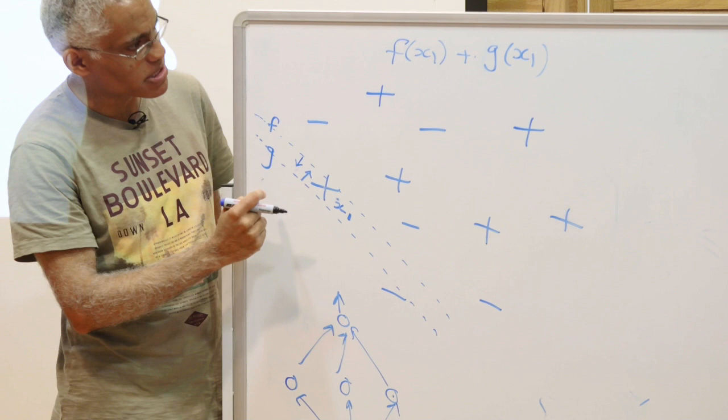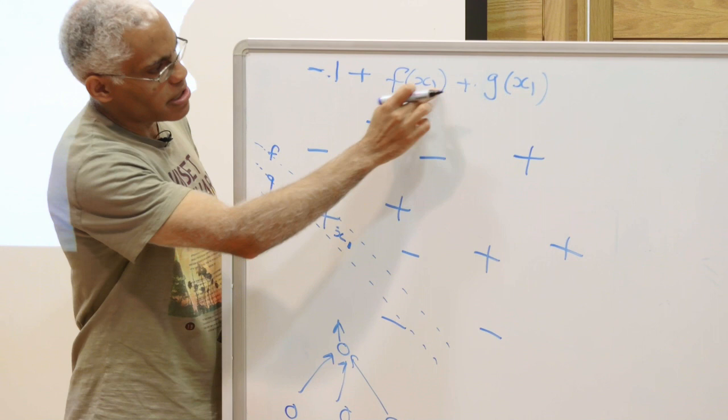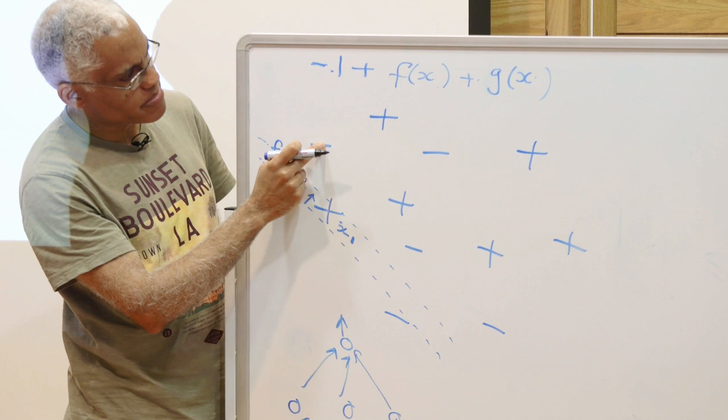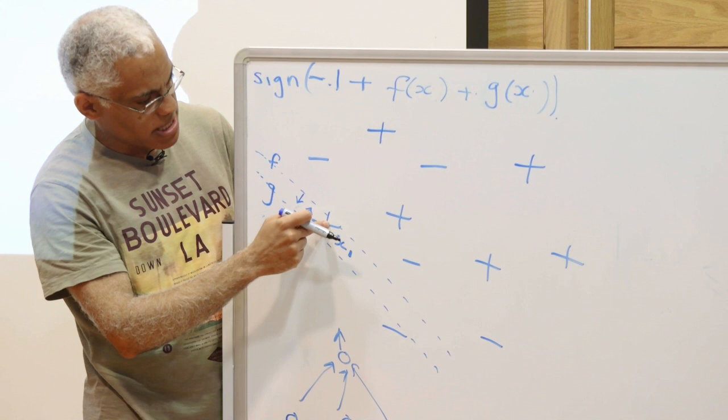So if I do this, then this is minus 1 plus this. This function of x, on this point gives 1, but on all the other points gives minus 1. If I then take the sign of this, it's going to be plus 1 here and minus 1 on all the other points.